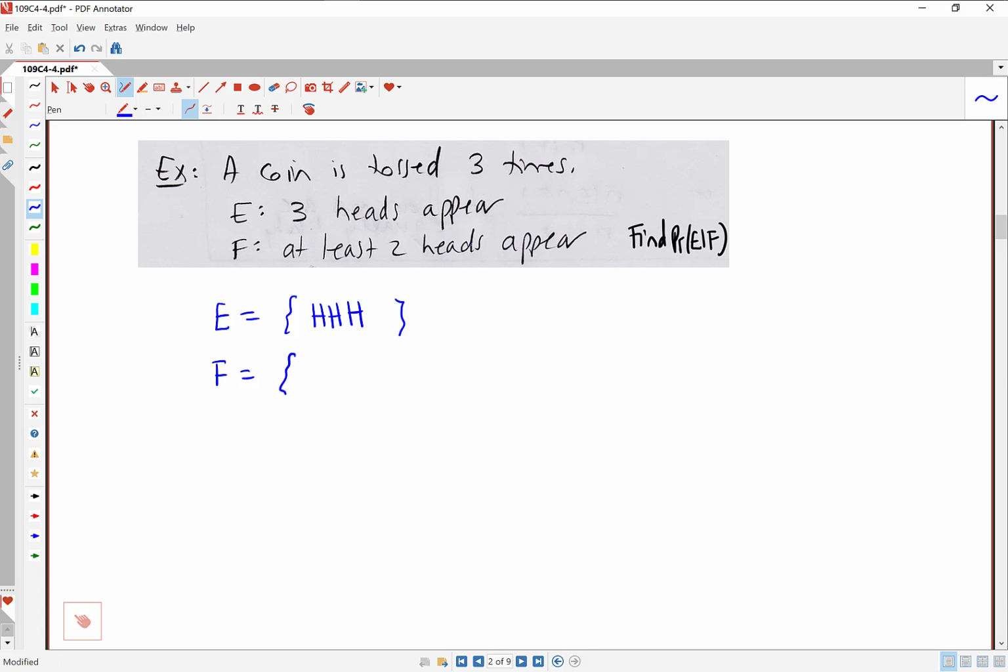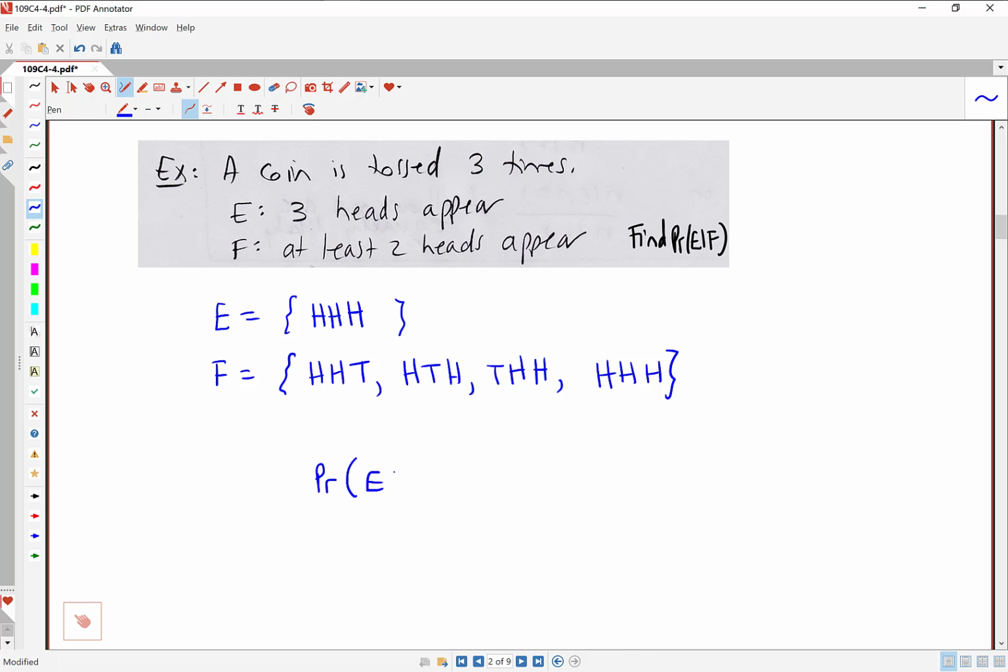F is the event where at least 2 heads appear. Okay, so there are a few different ways that could happen. You could have HHT, HTH, THH. Those are all the ways to get exactly 2 heads, but we're saying at least 2 heads, so we could also allow the possibility of 3 heads. So there's F. Now let's write down our formula for conditional probability. We'll figure out what we need to calculate.